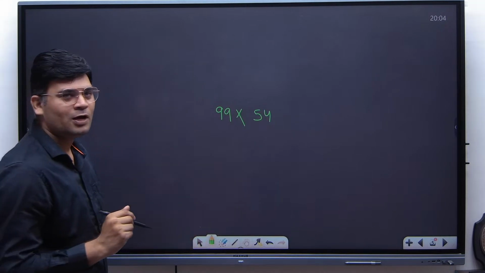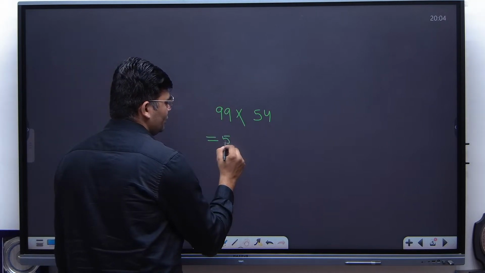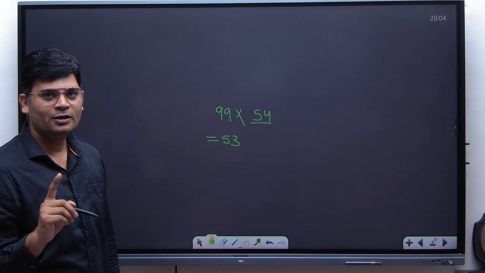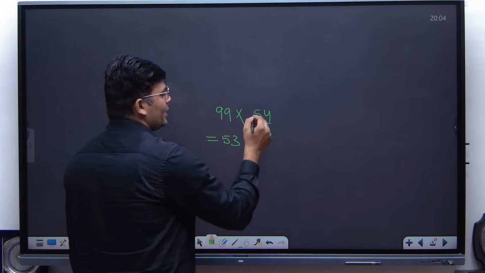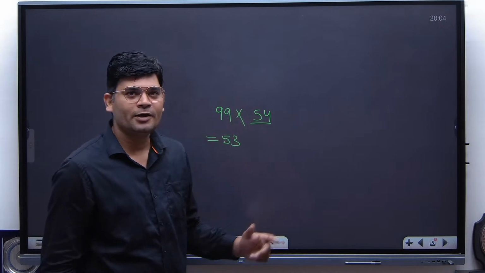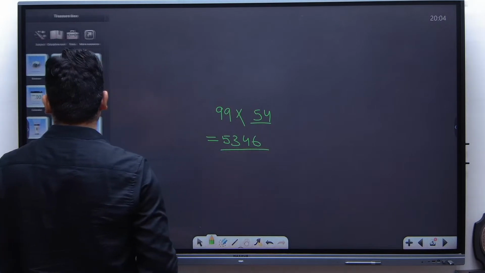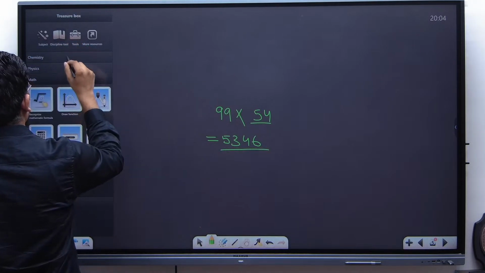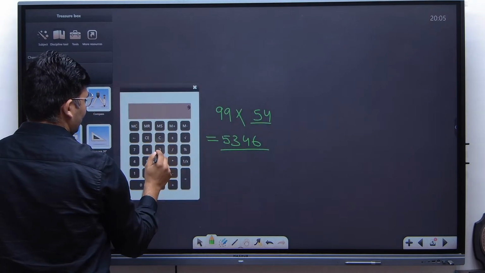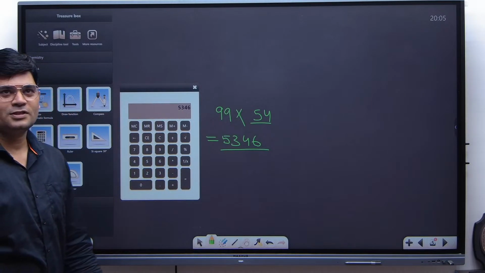First I am going to tell you how the answer is to be written. The first number has to be written as 53. You have to reduce this number by 1. The next two digits: what number do you have to add to this so that you can make 100? Just now we played a game. So the answer is 46. Now let us check. 99 into 54. See this? 5346.